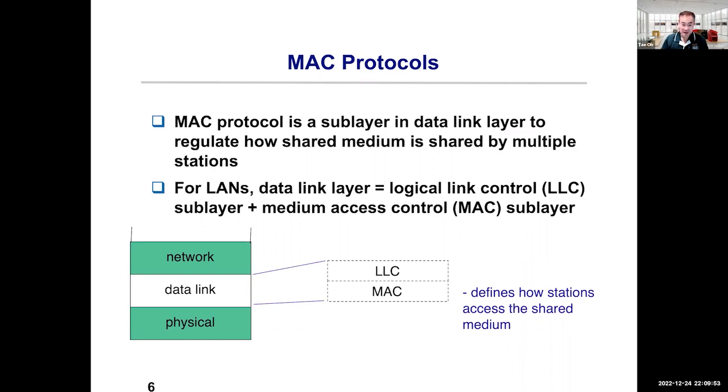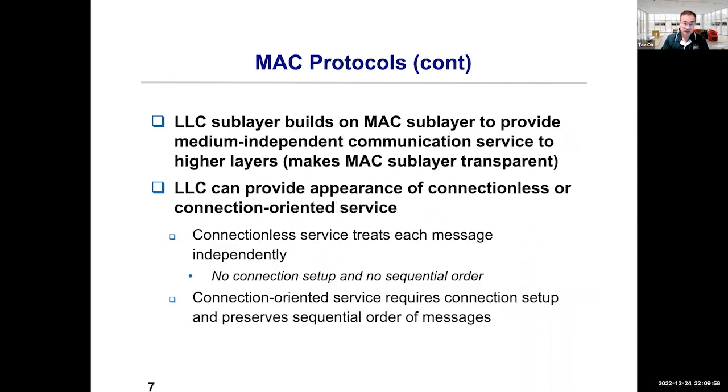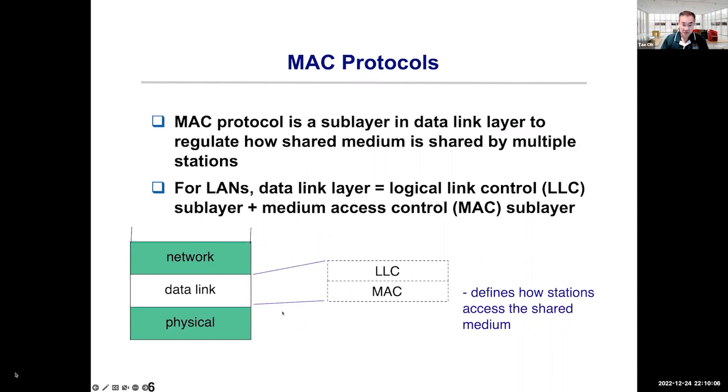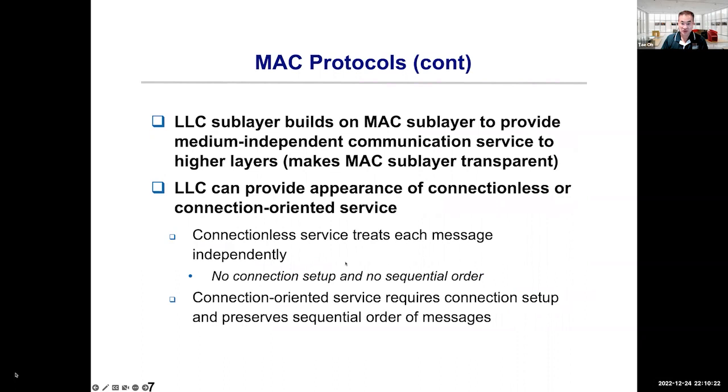Okay, let's talk about the logical link controller. The logical link controller is built on top of the MAC layer to provide medium-independent communication service to the higher layer. Whatever the higher layer is, it could be TCP or UDP. The LLC layer provides an interface or adaptation to be able to communicate with the network layer more efficiently and effectively. That's the function of the LLC layer.